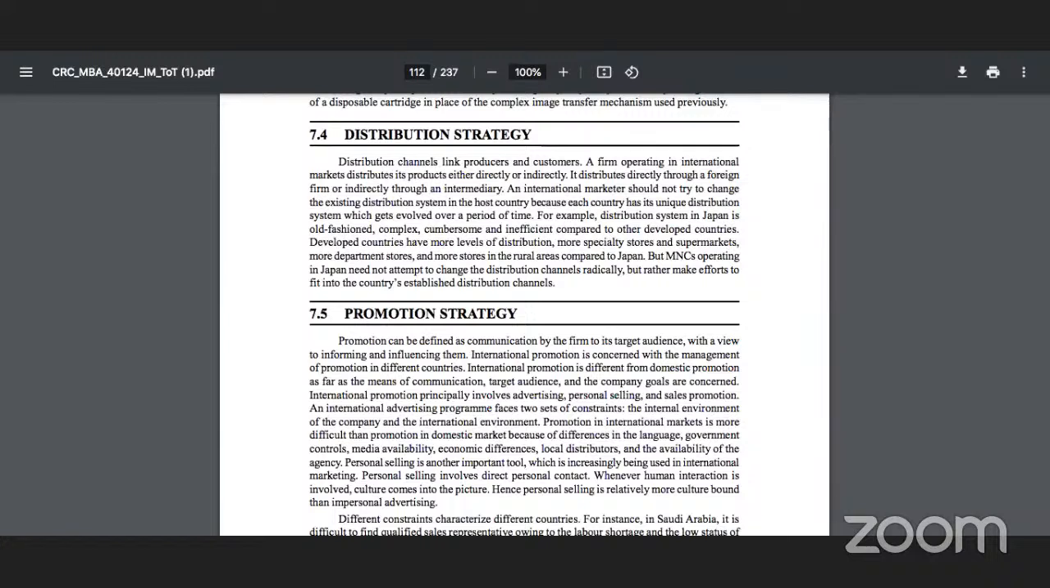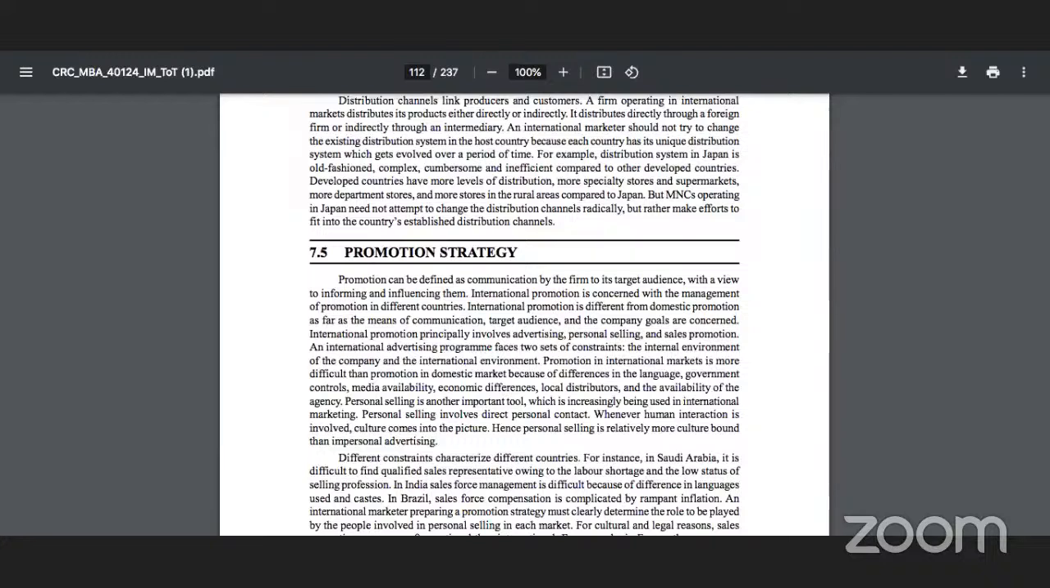The next one is distribution strategy. So distribution channels link producers and customers. So a firm operating in international market distributes its products either directly or indirectly, same as in the domestic market. So what does it do? It distributes directly through a foreign firm or indirectly through an intermediary.